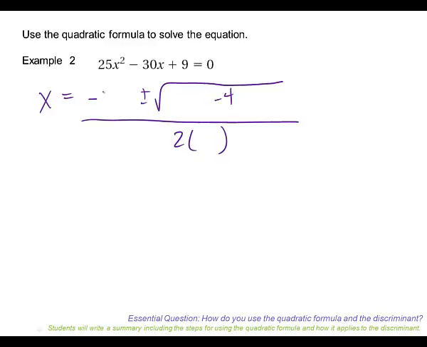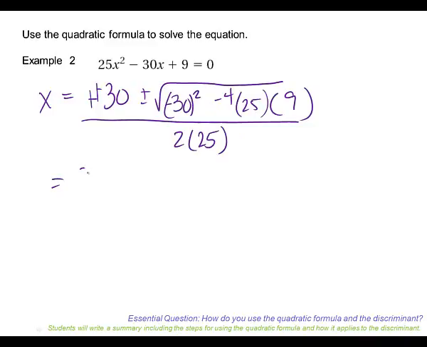All right, let's check it. What's going to go in here for the b, everybody? Positive 30. Double negative's going to go positive. Okay, and then what's going to go in here? Negative 30 squared, or 900. Okay, we'll do that part in a second. What's going in for my a? 25. And what's going in for my c? 9. And then for my a again?